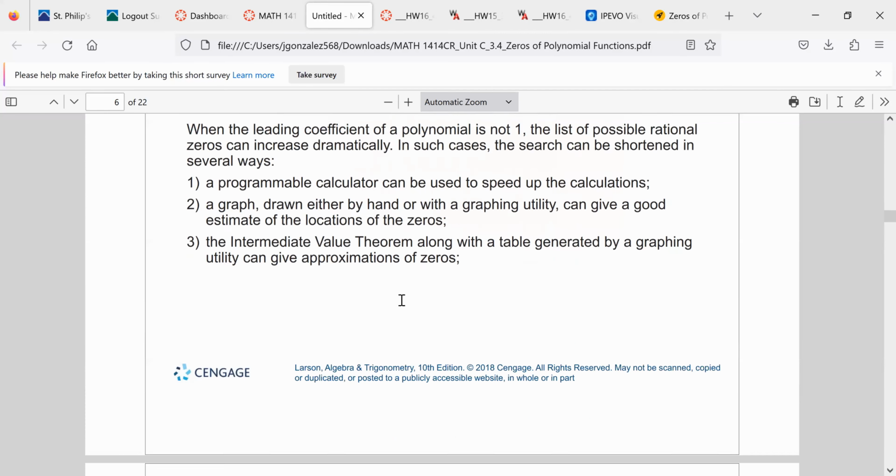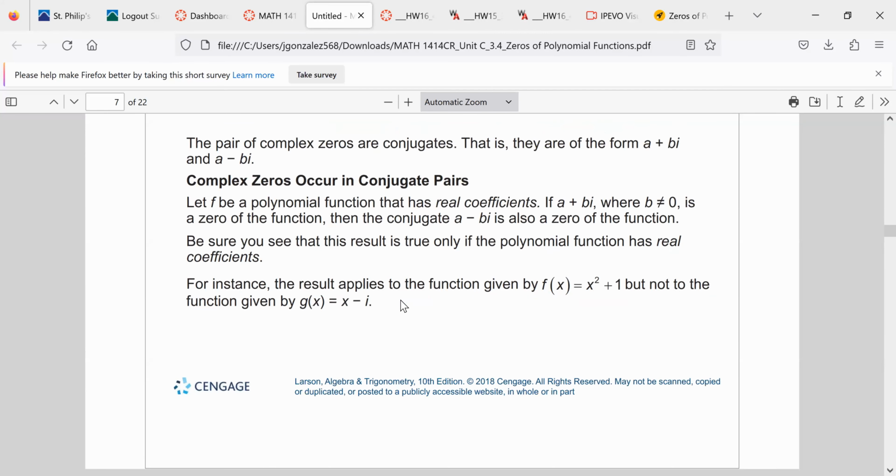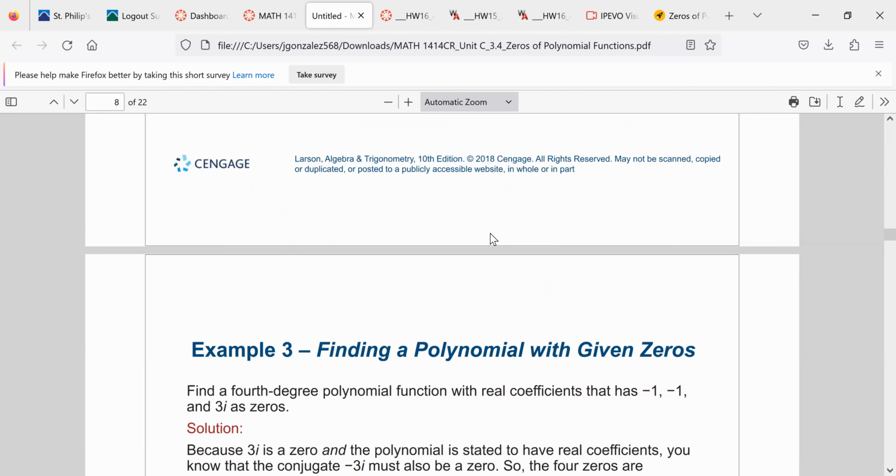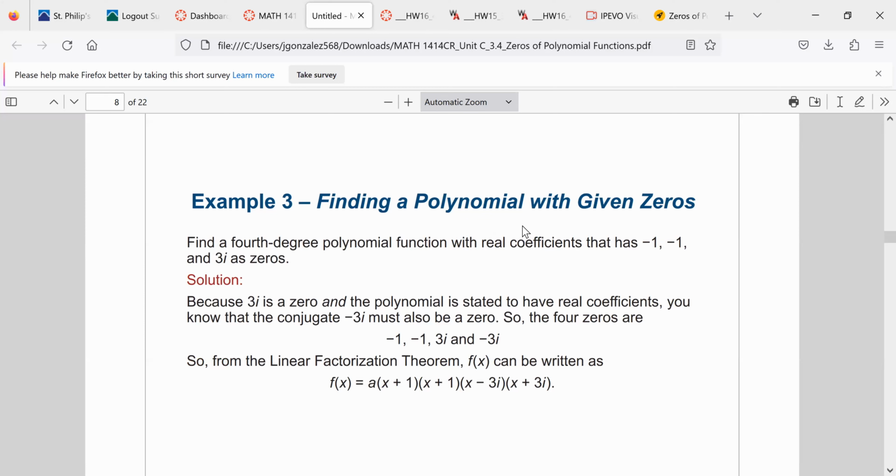Let's see if it's here. Conjugate pairs. So if you have a zero that's x minus i, then you should have an x plus i. If a plus bi is a zero, then a minus bi has to be one too. Okay? So that's what they're saying here. Check out example 3. 3i is a zero, so that means that negative 3i must also be a zero.